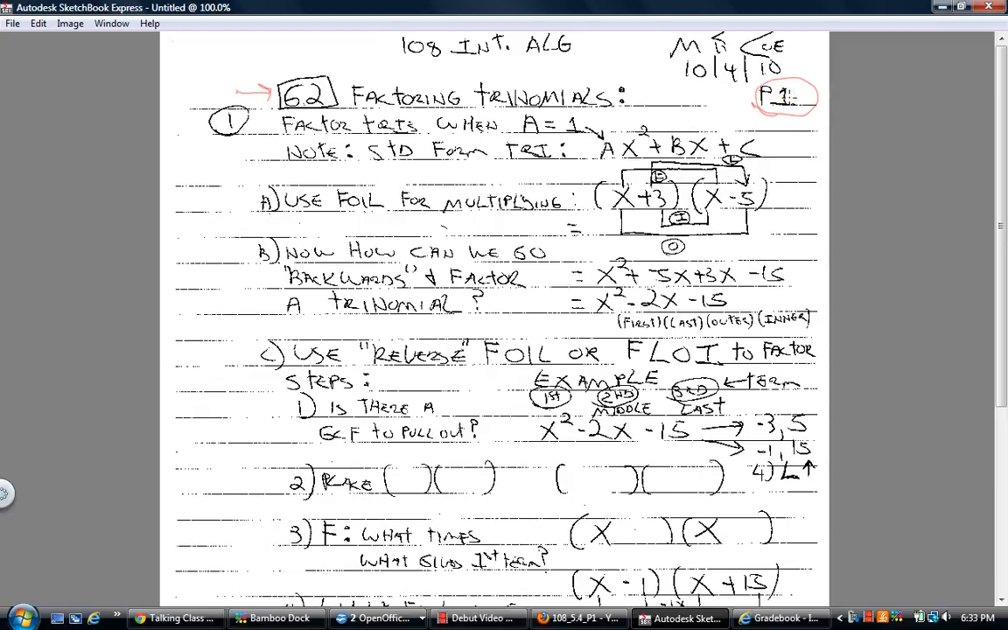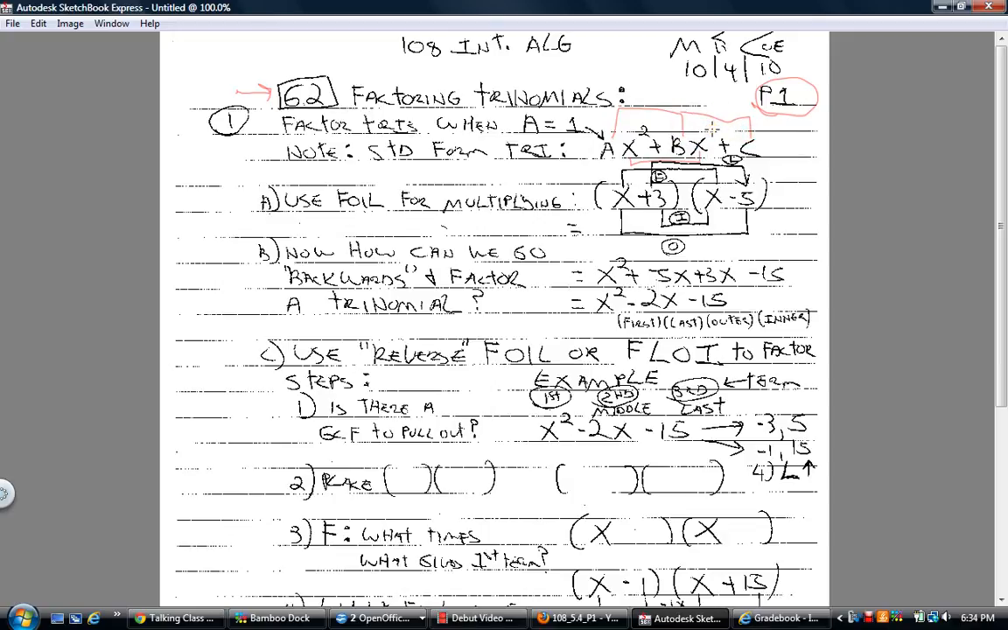Okay, so trinomials. How many terms are in a trinomial? Answer: 3. The form for a trinomial, if you look in the book, is ax squared plus bx plus c. Let's not let this mess with us at all. The x is your variable. A, B, and C are your constants.